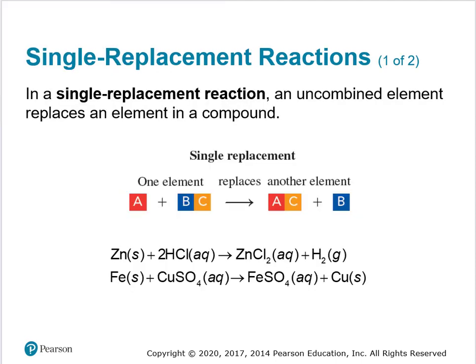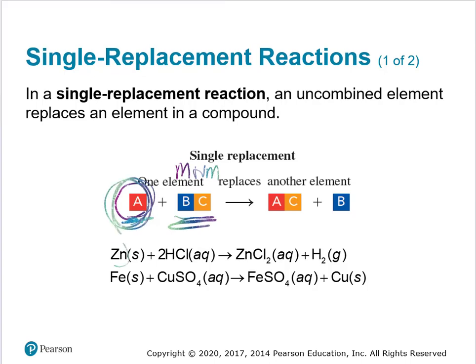Single replacement reaction is when an uncombined element replaces an element in a compound. I like to call this the third wheel. We have a loner element and a compound. We'll call it BC. If I have a compound, remember the first one listed is my metal and the second one is a nonmetal. Now let's pretend that A is a metal.